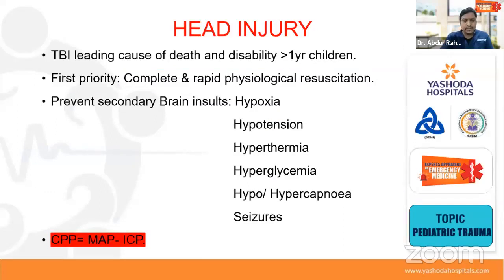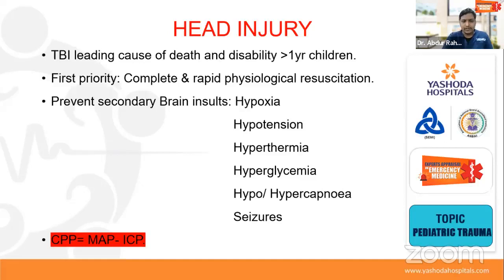And coming to traumatic brain injury. Head injury is the leading cause of death and disability in children more than 1 year age group. First priority should be complete and rapid physiological resuscitation. And very importantly, we need to prevent the secondary brain insults like hypoxia, hypotension, hyperthermia, hyperglycemia, hypo or hypercapnia, and seizures. We need to prevent all these secondary brain insults in pediatric head injury.